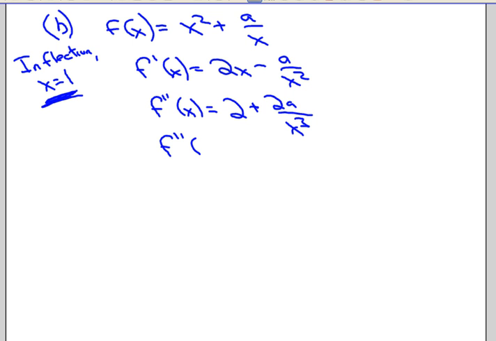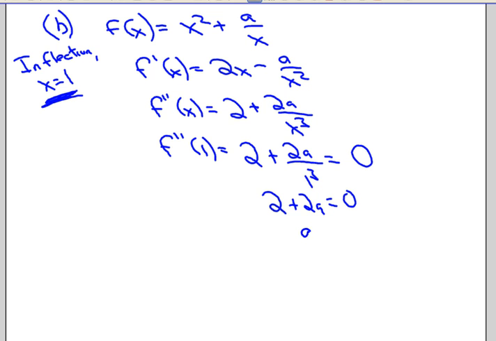And we'd like it to equal 0 when x equals 1. So I'll sub in 1 for x. So we get 2 plus 2a over 1 cubed. And I'd like that second derivative to equal 0. So solving this, I get 2 plus 2a equals 0. Or solving it, I can see a will equal negative 1. Just like part A, we should check that and make sure that truly is an inflection point.